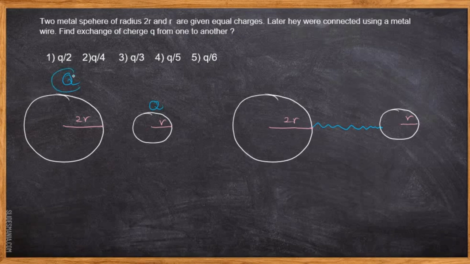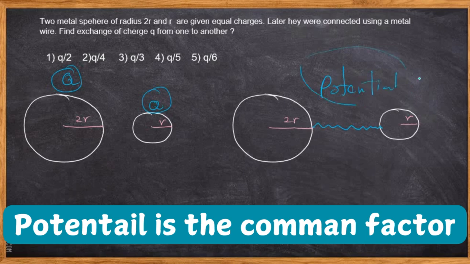So initially Q is given to both, right? Then these two are connected. Once they are connected, just like in the other question where the pressure had to be equal, here the potential is the key. Until the potential is equal, the charge will be exchanged. In the other question, until the pressure was equal, mass was exchanged. Here it's the same. So let's assume a charge q will move from one to the other.